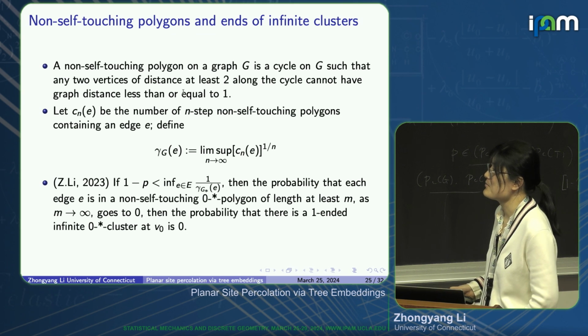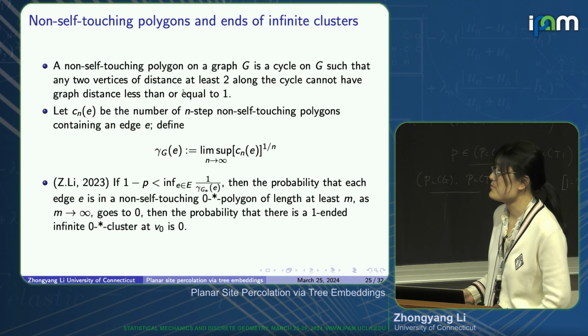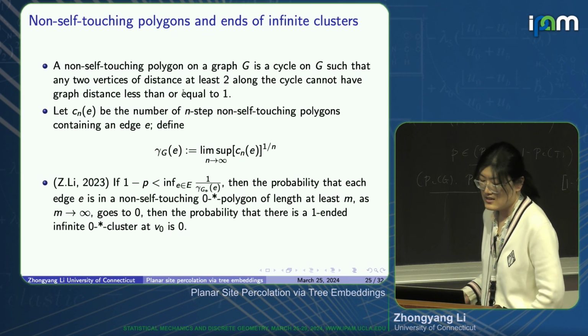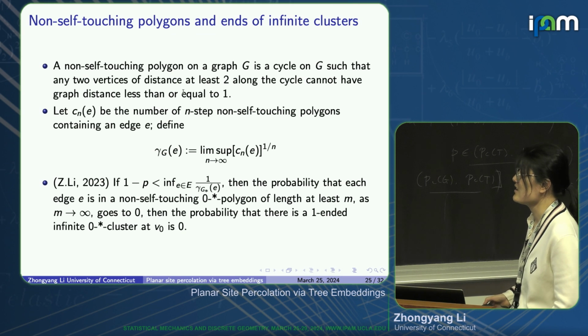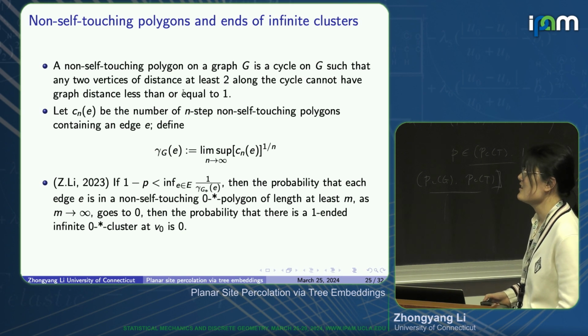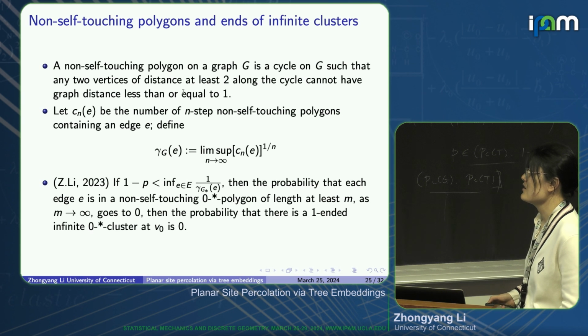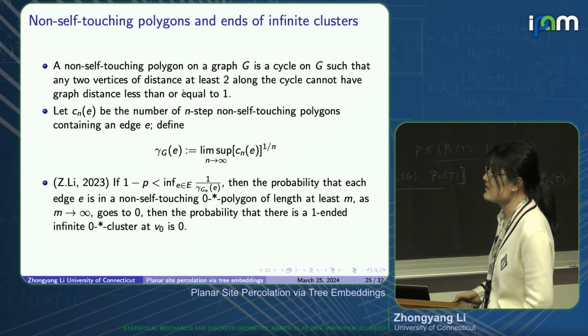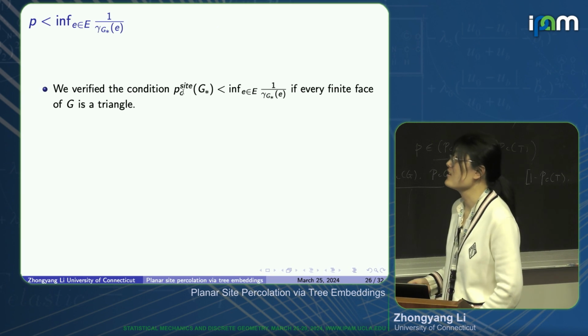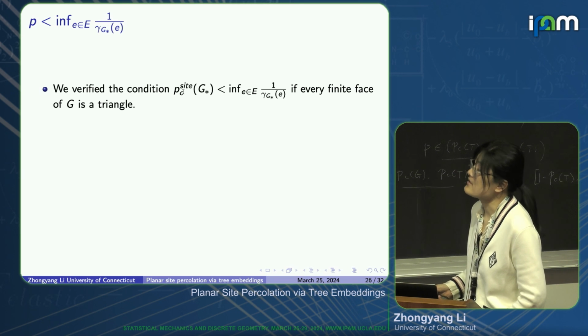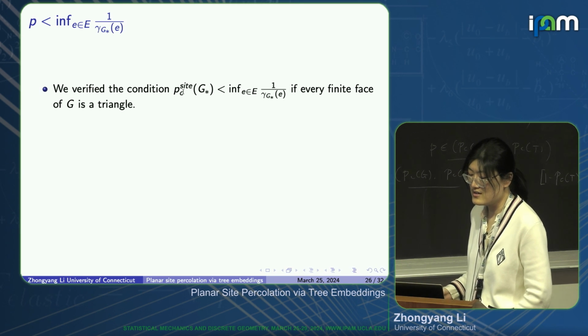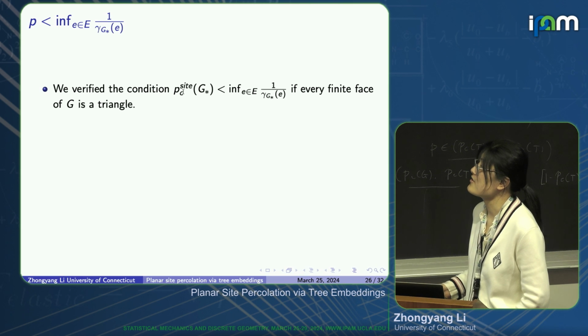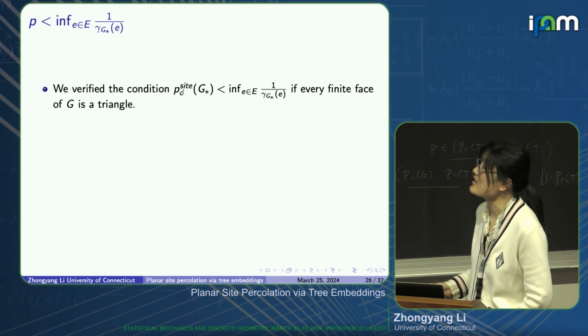We call this gamma_G(e), and we show that if 1 minus p is less than the infimum over all the edges of 1 over gamma_{G*}(e), then the probability that each edge is in a non-self-touching zero-star polygon of length at least m, as m goes to infinity, goes to 0. Then the probability that there is a one-ended infinite zero-star cluster at v_0 is 0. Then we verify this condition, p_c^site of G* is less than the infimum over all edges e of 1 over gamma_{G*}(e).